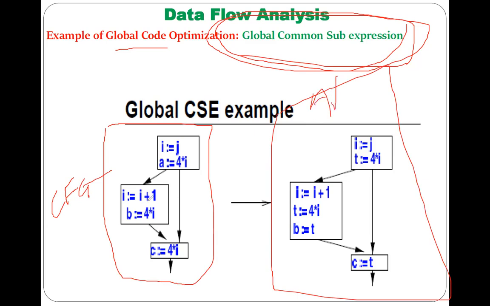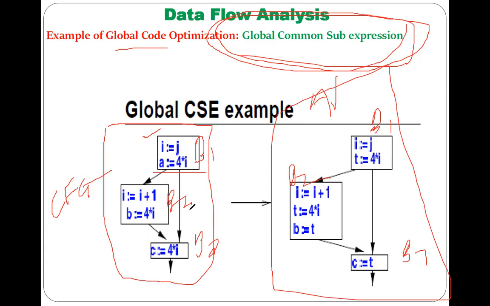Okay, let's see. This is the basic block B1. You can call this B2 and this B3. Okay, B1, B2 and B3. Now in B1, what is written? I equal to J and A equal to 4 into I. In B2, I equal to I plus 1, B equal to 4 into I. And in B3, C equal to 4 into I.